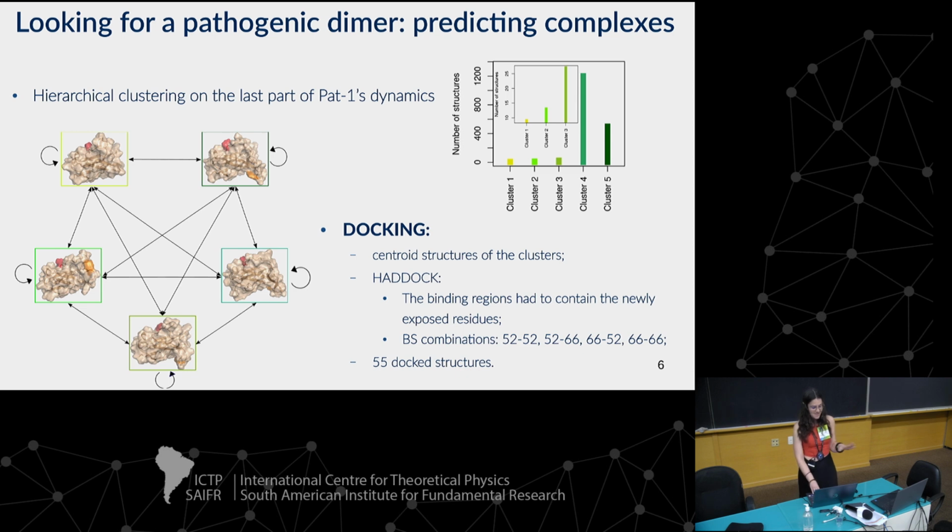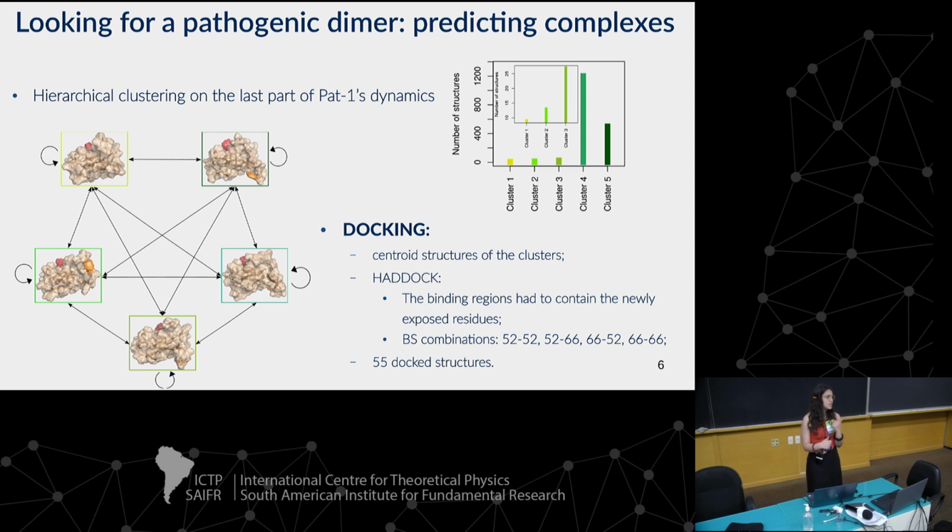This is just a schematic of the docking combination that we tried to make. We used the AbAg web server. And so we considered all the possible combinations of centroid structures and required AbAg to build the interface in such a way that one of the residues that were exposed was considered. So we have the case in which an isoleucine 52 on one side and an isoleucine 52 on the other side, the case in which we have a phenylalanine 66 on one side and a phenylalanine 66 on the other side, and the mixed cases.